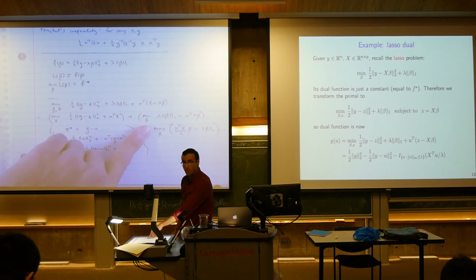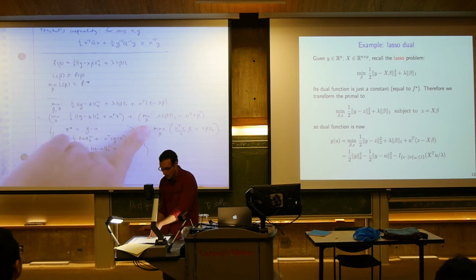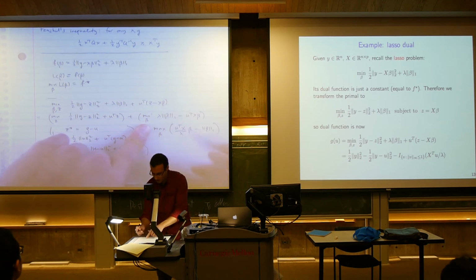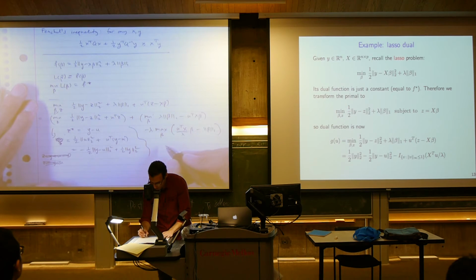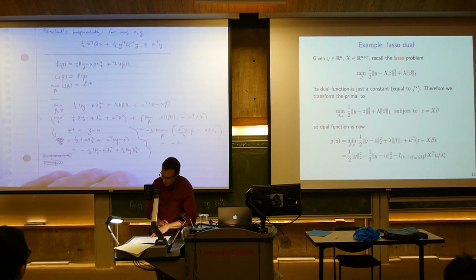The conjugate of what function? The one norm, evaluated at what point? Right, x transpose u by lambda, because actually it's this thing transpose beta. So this is equal to minus lambda times the conjugate of the one norm evaluated at x transpose u over lambda.